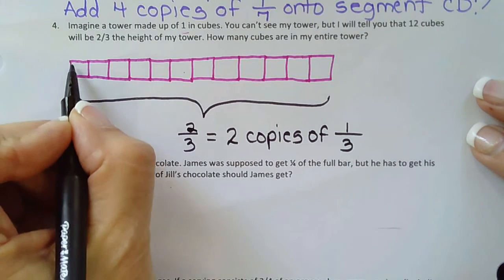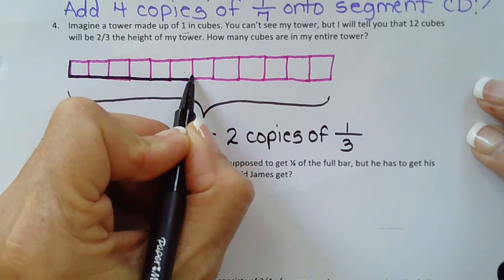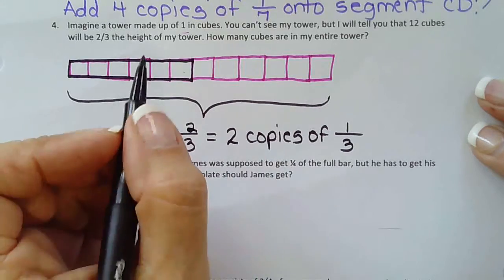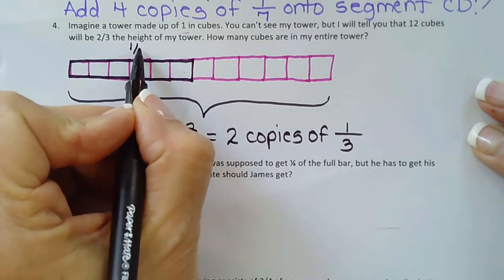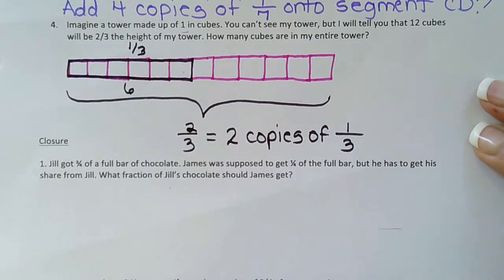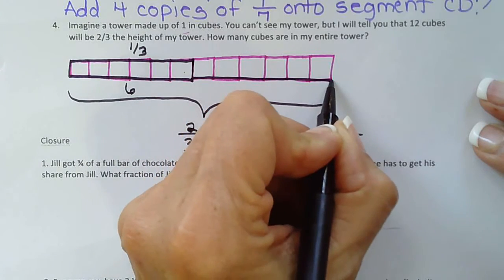So this is half of that. So it's 6. And does everybody agree it's 1/3? Because this is 2 copies of 1/3. So that's 1/3. And this over here would also be 1/3.